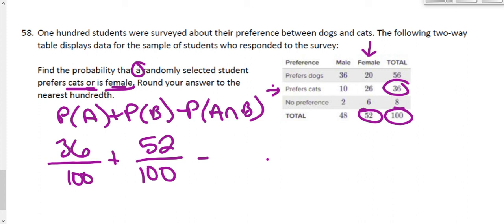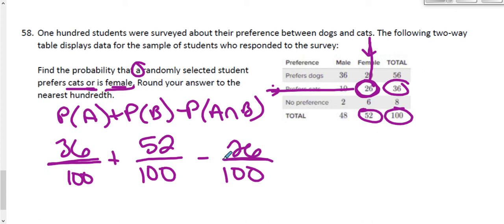And we have to subtract the probability that they are both. That means that they are female and prefer cats. That's where this column intersects with this row. That is the number 26. So there are 26 people who are both female and prefer cats. So all we have to do here is add the numerators and subtract the numerators. So I'm going to do these numbers first.